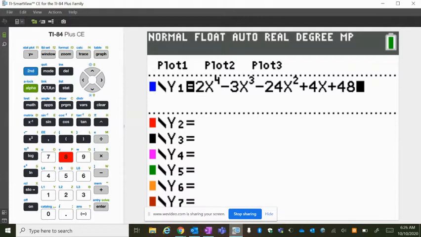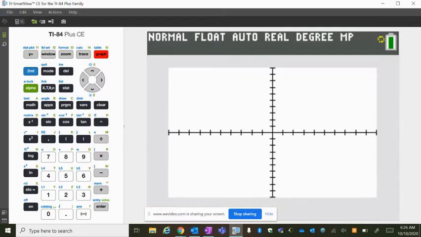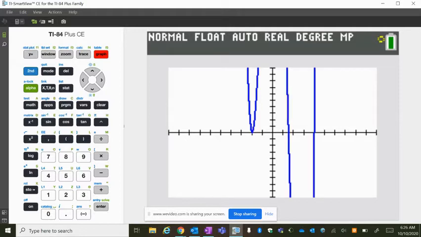So if you typed your equation into your y equals, it's 2x to the fourth minus 3x cubed minus 24x squared plus 4x plus 48. Once you hit graph, we can take a look at what the graph is going to look like. Again, sometimes it takes a little bit of time to load. Okay, but we can see that it's crossing or hitting the x-axis at 3 points.